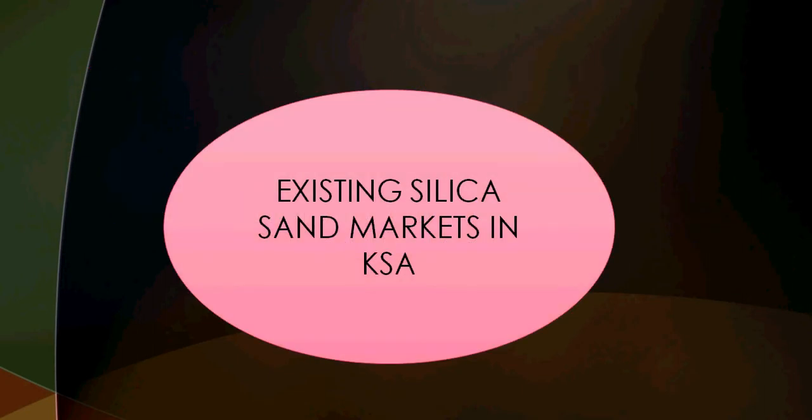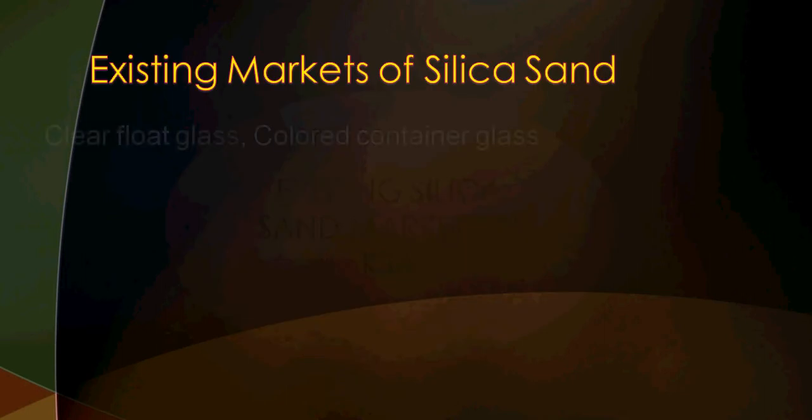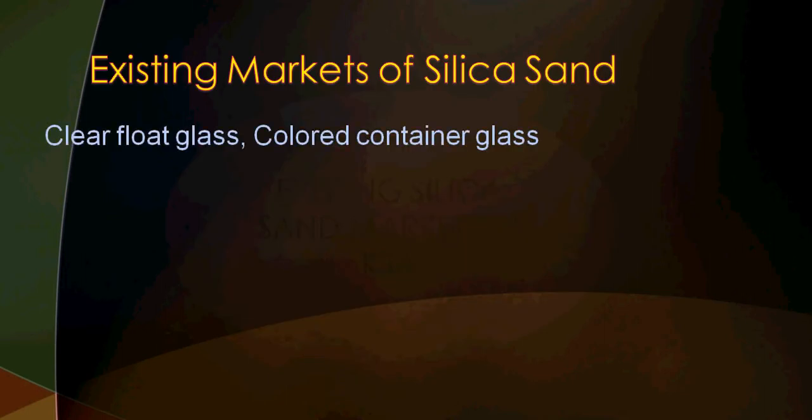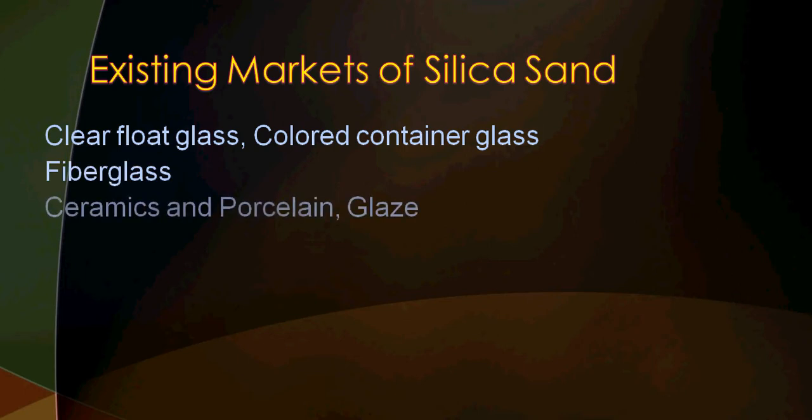Let's discuss existing silica sand markets in Saudi Arabia. Existing markets of silica sand include clear float glass. Why do we call it float glass? Actually, float is a process. The glass produced is a flat glass. So flat glass is produced by the float process. Colored container glass, fiberglass. There is a big fiberglass factory in Yanbu, and there are 2 more in Saudi Arabia.